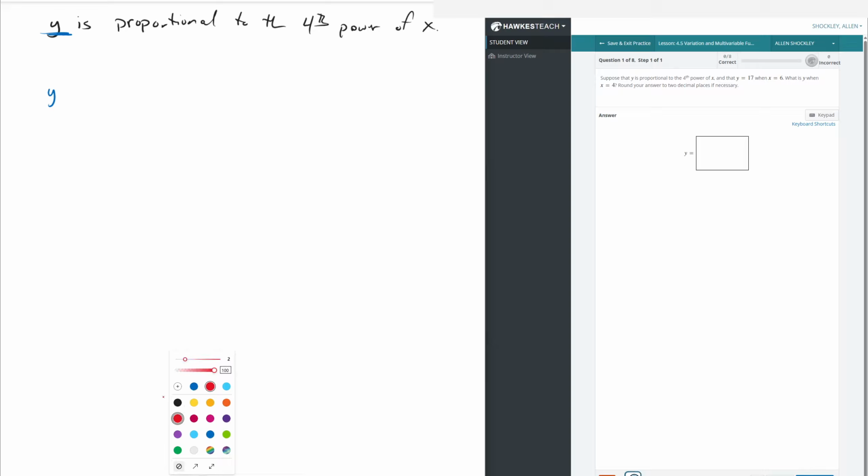So when we look at this, we are looking at, suppose that y is proportional to the fourth power of x. This statement broken down, we'll write it first. Y is proportional to the fourth power of x. Cool.